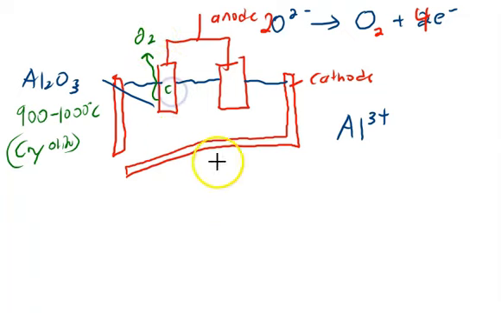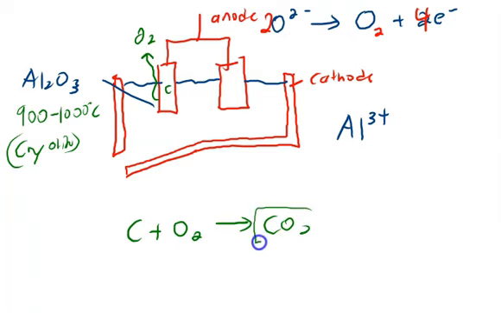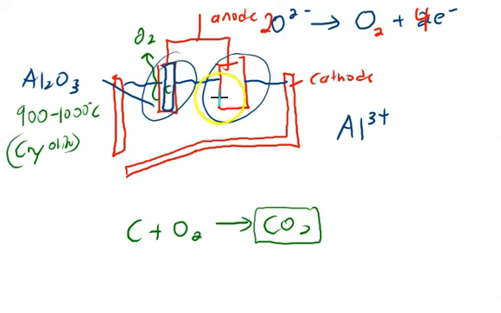This is carbon. What happens over here is the carbon will react with the oxygen to form carbon dioxide. As time passes, the rod here will become thinner and thinner and thinner, so they have to change this rod. This is the explanation of how the carbon dioxide can form.